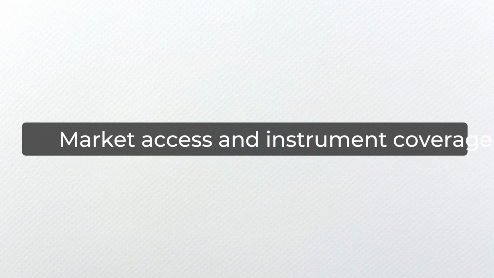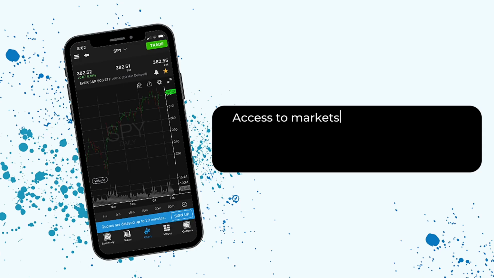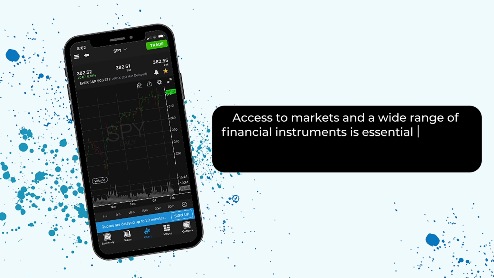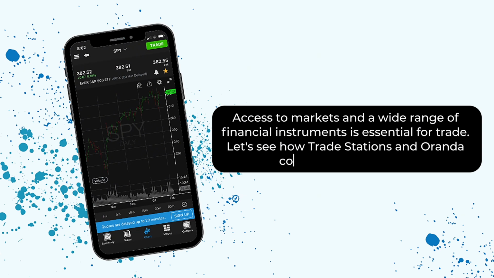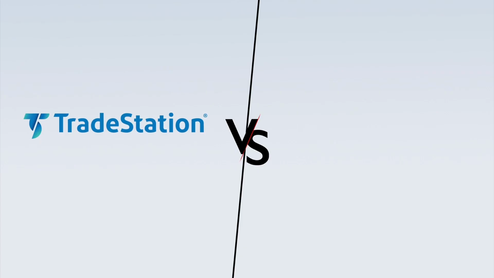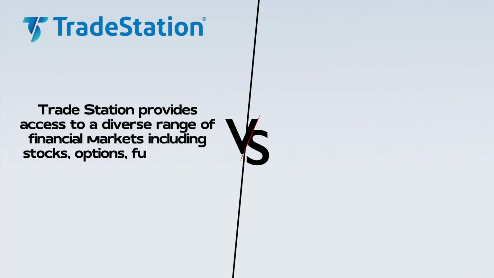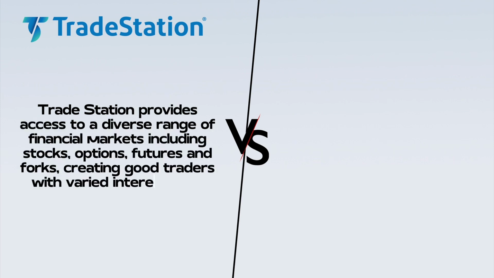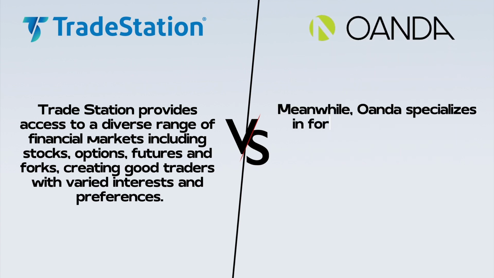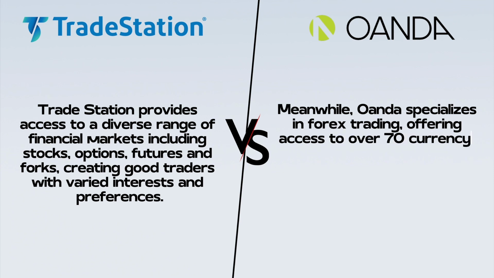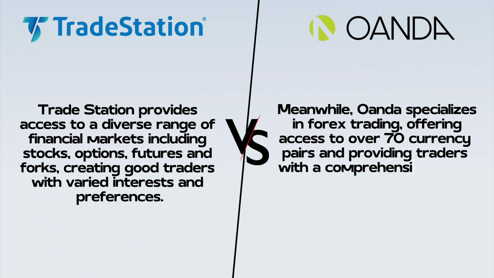Market access and instrument coverage. Access to markets and a wide range of financial instruments is essential for traders. Let's see how Tradestation and Oanda compare in this aspect. Tradestation provides access to a diverse range of financial markets, including stocks, options, futures, and forex, catering to traders with varied interests and preferences. Meanwhile, Oanda specializes in forex trading, offering access to over 70 currency pairs and providing traders with a comprehensive forex trading experience.